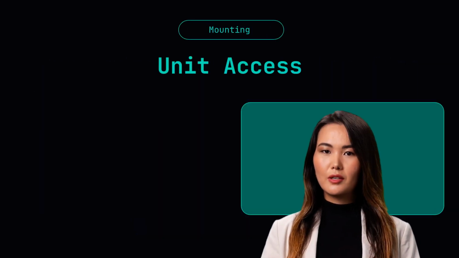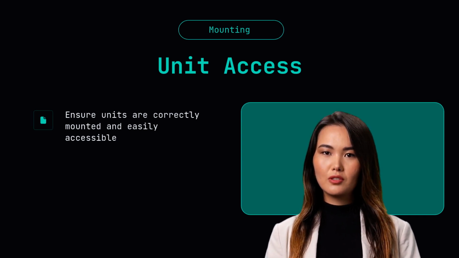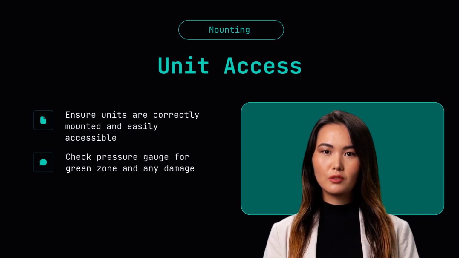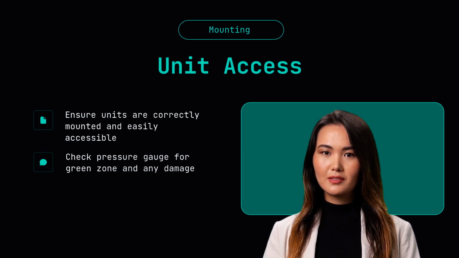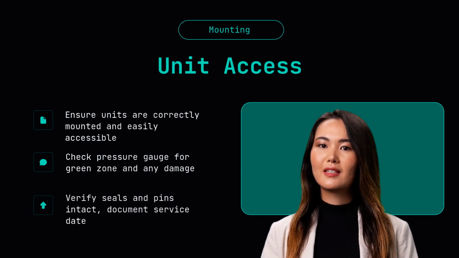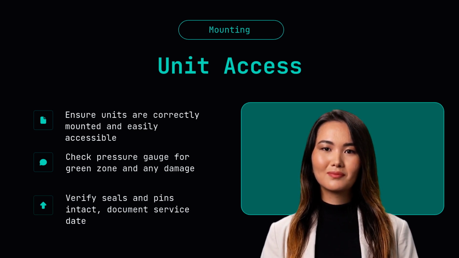Mounting and accessibility. Confirm all units are mounted correctly, easily accessible, and unobstructed from view and reach. Pressure and condition. Check pressure gauge for green zone indication and examine for dents, corrosion, or leakage signs. Security features. Ensure tamper seals and pull pins are intact and document last service date using eAuditor's barcode scanning.